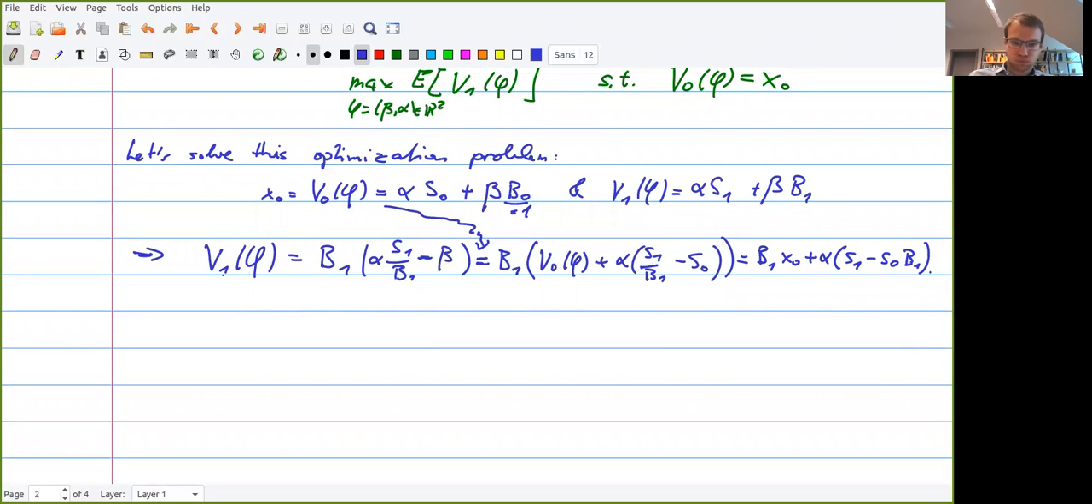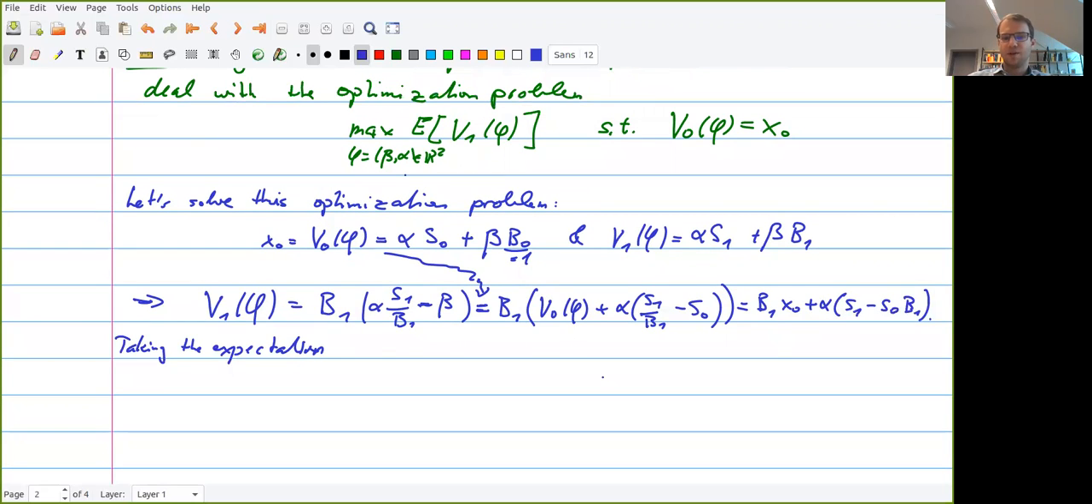And now, okay, I want to optimize here. And I want to maximize the expected terminal wealth. So let's take the expectation here. Okay, so we want to actually maximize the expected wealth at the terminal time 1.